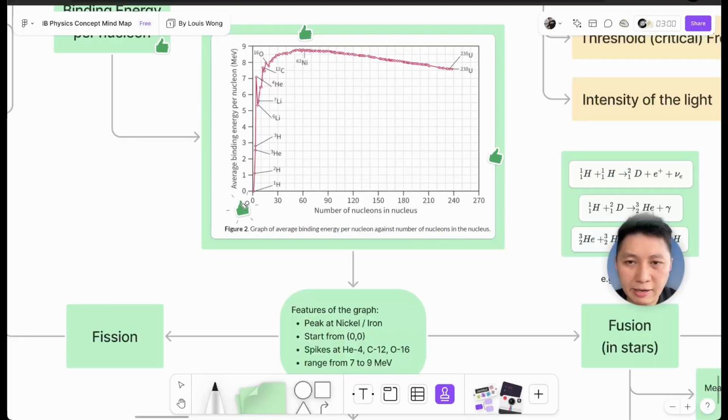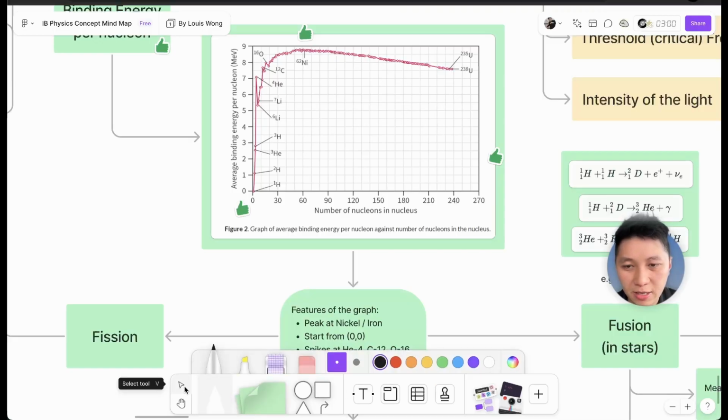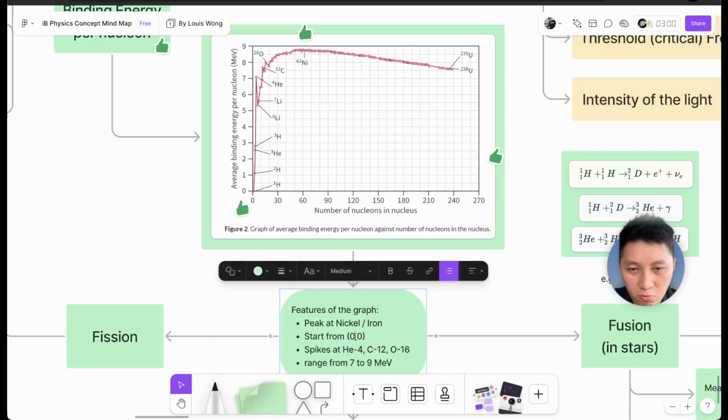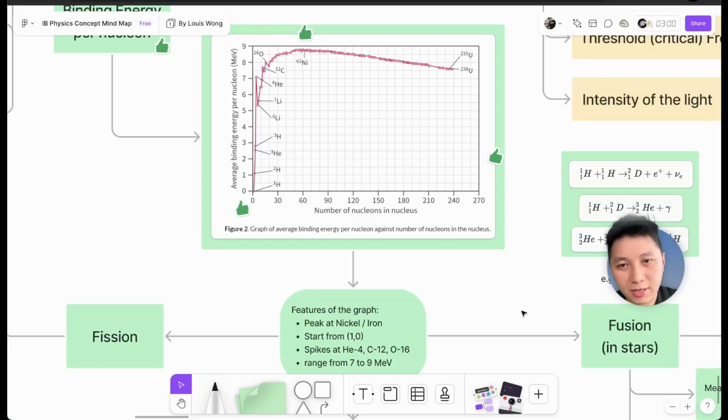The second thing is that they start from 0, 0. 0, 0 means hydrogen-1 is the very first element we have, because hydrogen only has 1 proton. Come on, you can't split it. That's why it has 0 binding energy to start with. Actually, I don't think I'm right. It shouldn't be 0, 0. It should actually be 1, 0. My bad, because the x-axis is 1, so 1, 0 instead.